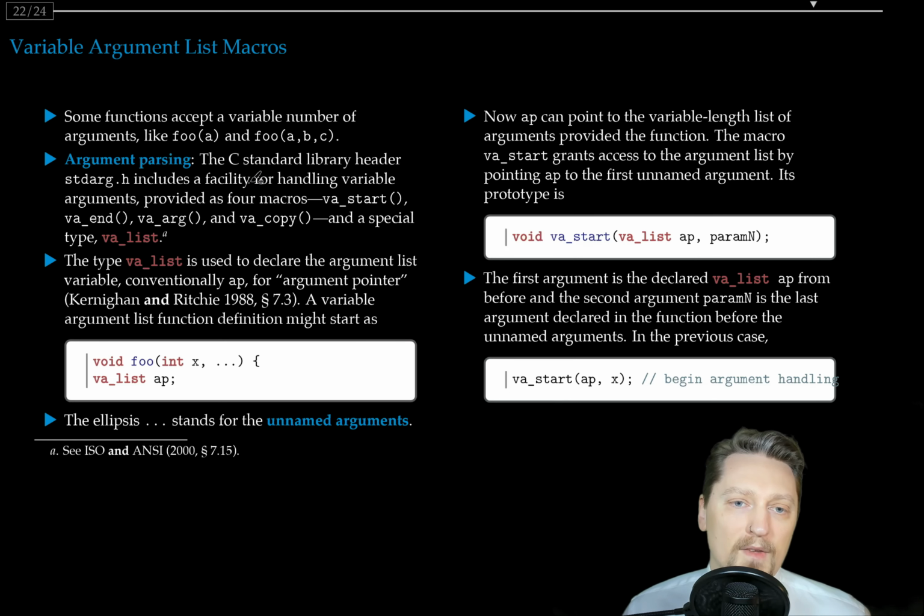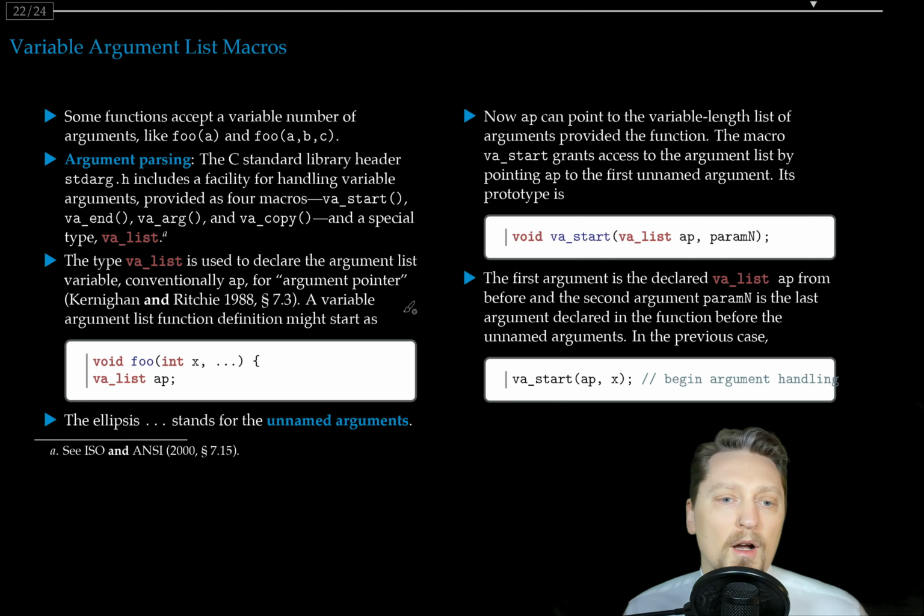Argument parsing. The C standard library header stdarg.h includes a facility for handling variable arguments, provided as 4 macros: va_start, va_end, va_arg, and va_copy, and a special type va_list. VA for variable argument. The type va_list is used to declare the argument list variable, conventionally ap for argument pointer.